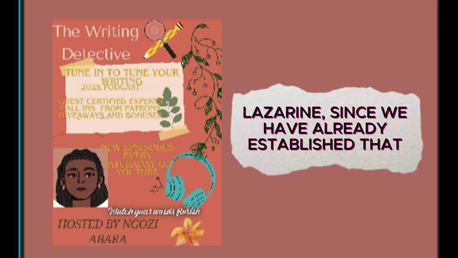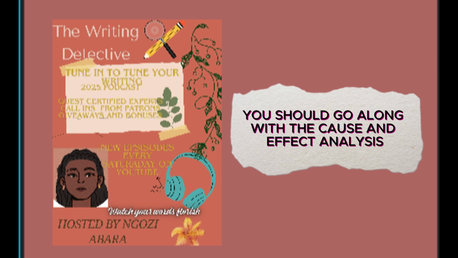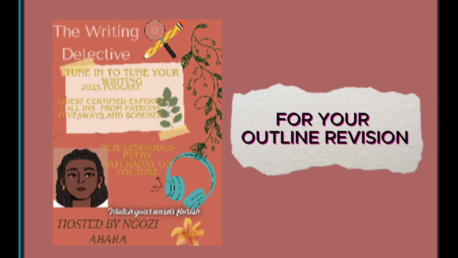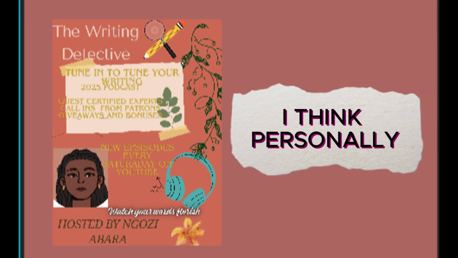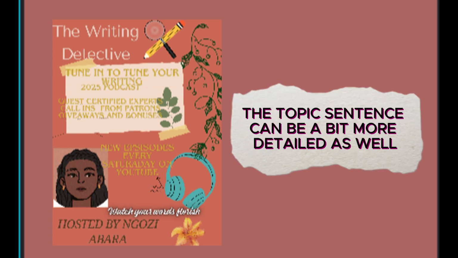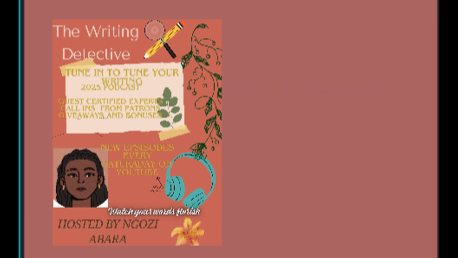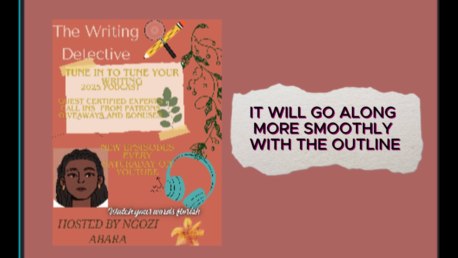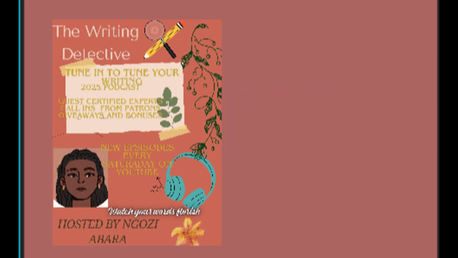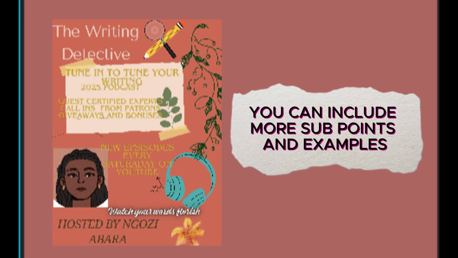Okay, Lazarine, since we have already established that you should go along with the cause and effect analysis method, here are some recommendations or suggestions for your outline revision. I think personally, your topic sentence can be a bit more refined. The topic sentence can be a bit more detailed as well. It will go along more smoothly with the outline if it was more specified and had further information about your subtopics. One other thing, you can include more subpoints and examples.